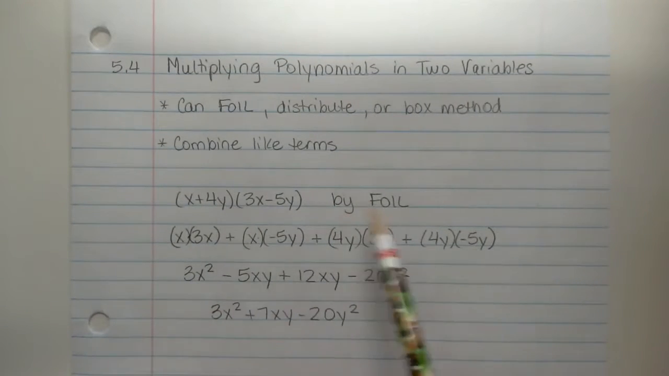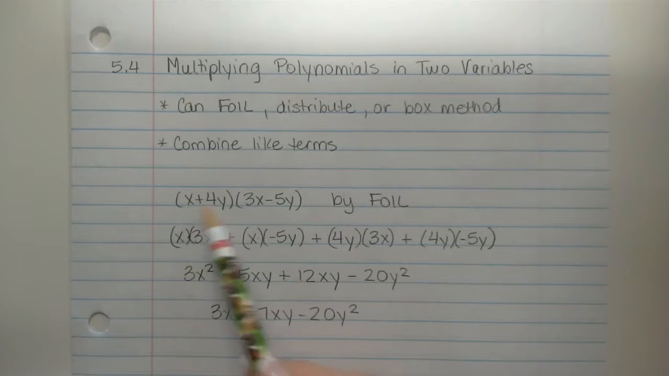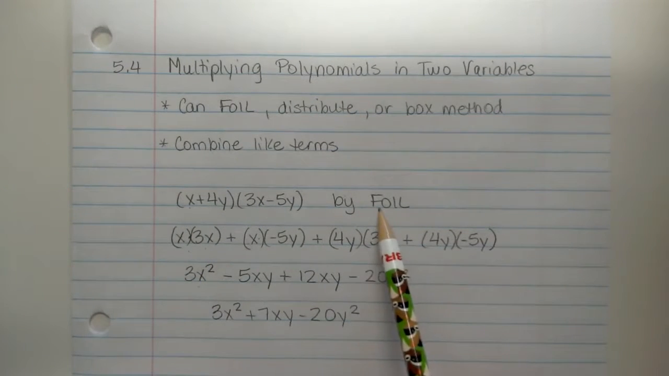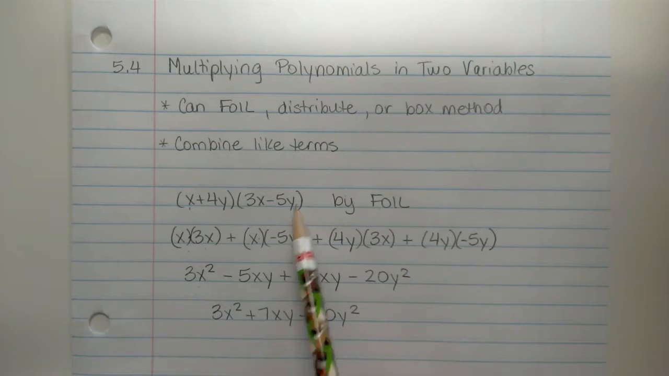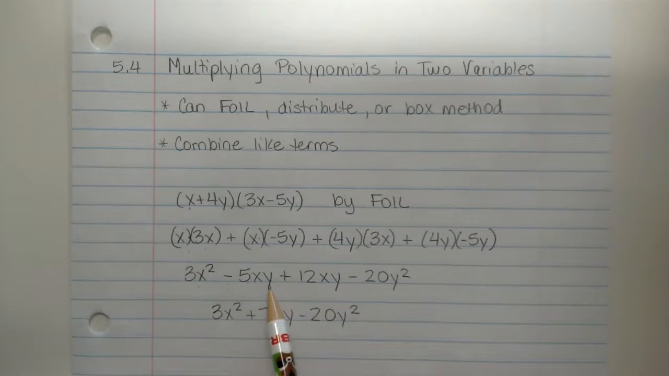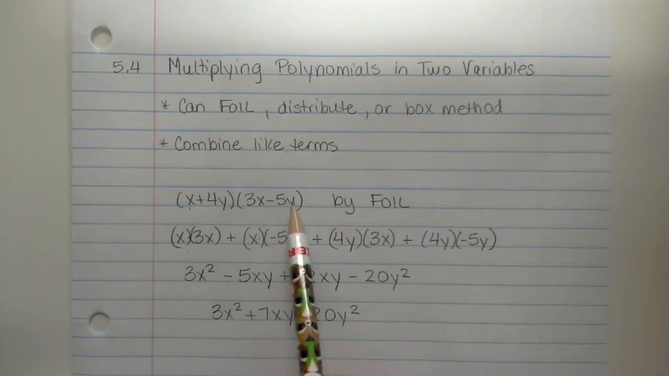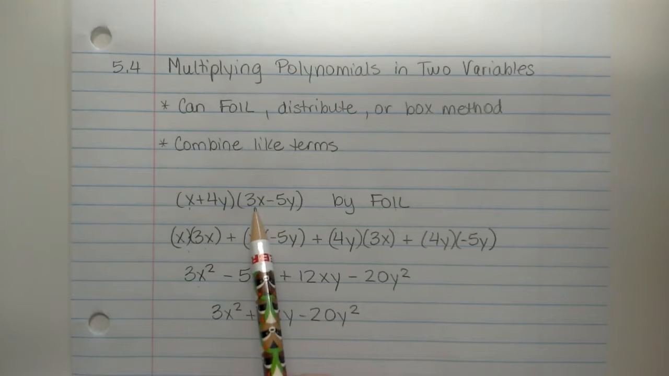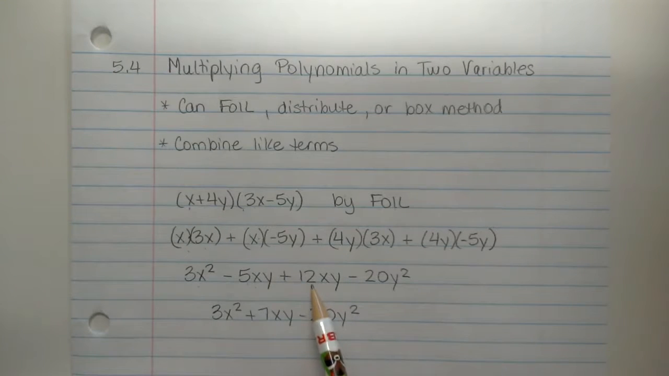So in this case, I used FOIL. FOIL meaning the first, so x times 3x, which is 3x squared. Outside, so the x times the negative 5y gives you negative 5xy. You can't combine the x's and the y's, so you have to keep them both. The inside is the 4y and the 3x. So the 4 times 3 gives you 12, and the x and the y multiply. We usually write them in alphabetical order. Then the last, 4y and negative 5y give you negative 20, and there's 2 y's, so it's y squared.